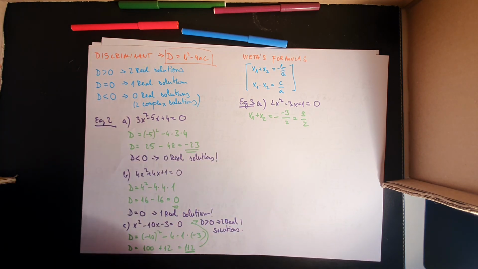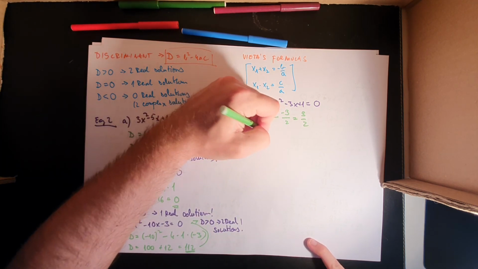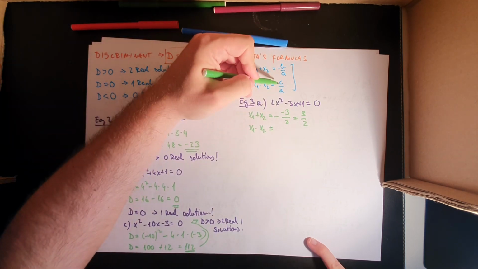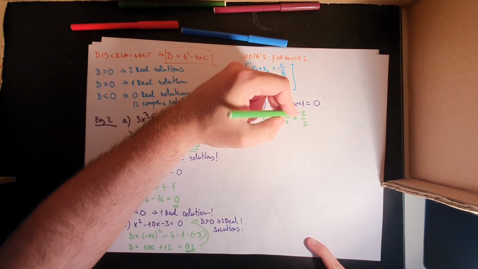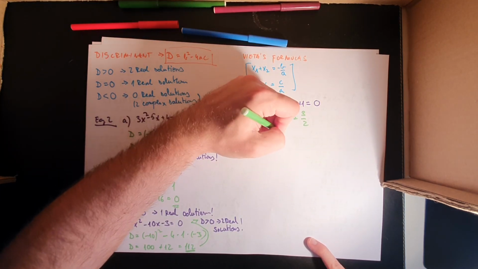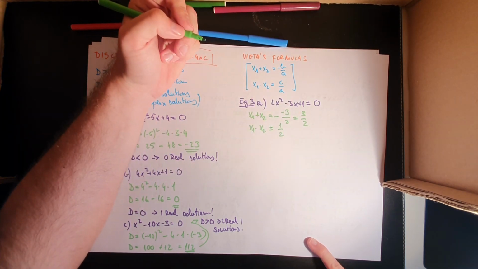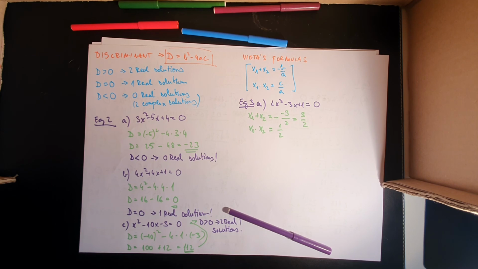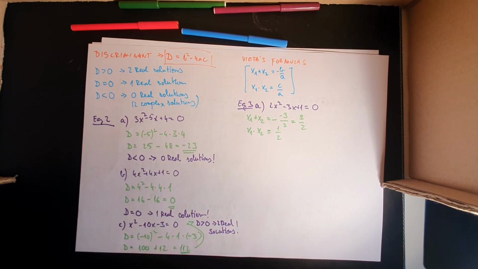Let's go with the product. So x1 times x2. Let's see what we're going to get for the product. This says it is c over a, meaning it's going to be 1 over 2. Done. Let's look at another example. And this is going to be the last example for today's lesson.